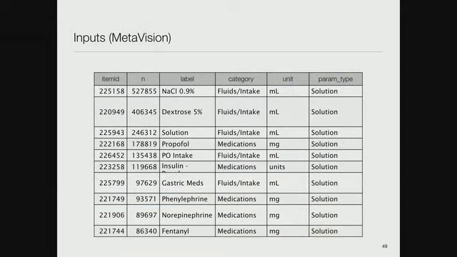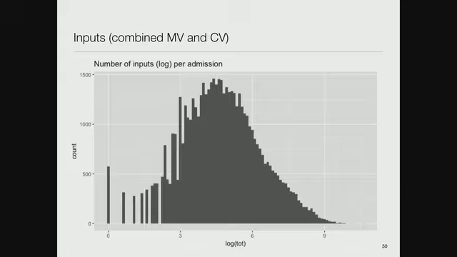MetaVision inputs are classified somewhat differently, but they have similar kinds of data. And if you combine them, you get, again, a distribution on a log scale that shows that there are on the order of 10 to the 5th input events. So quite a few input events, because this is recorded periodically.